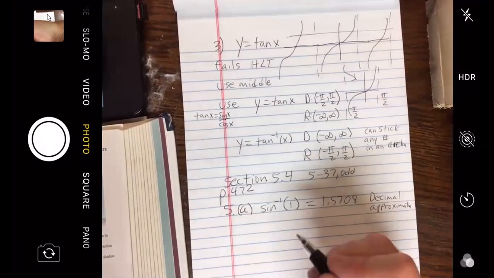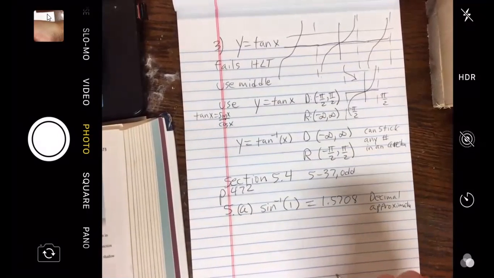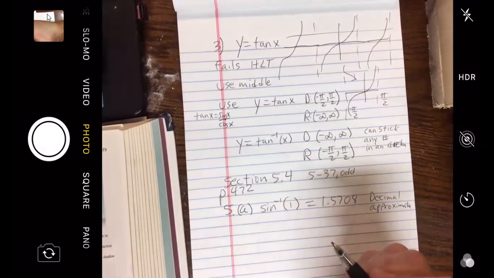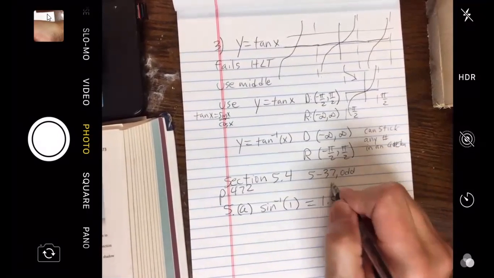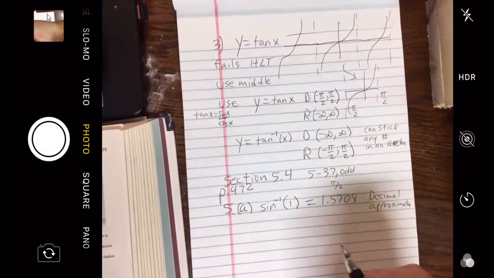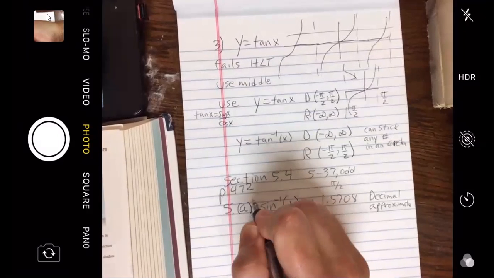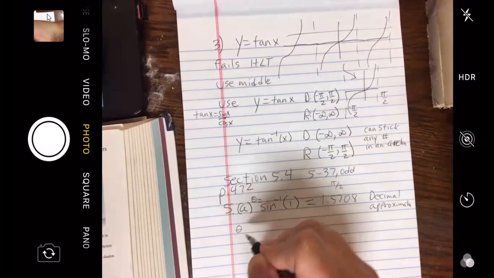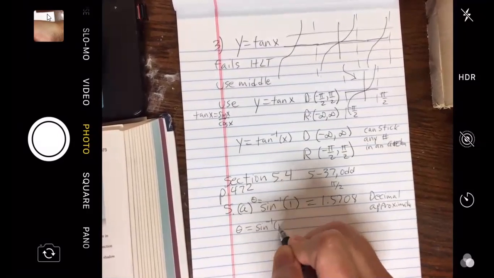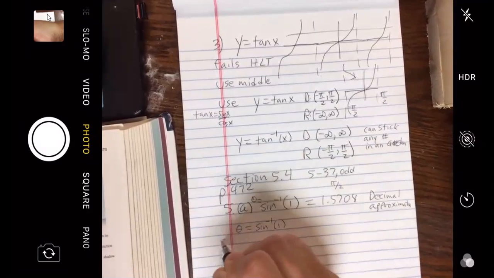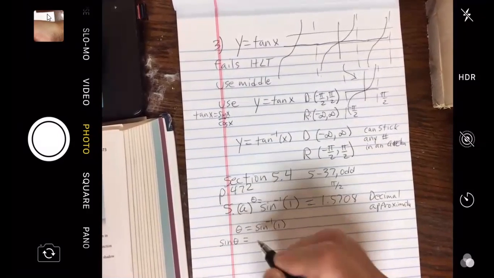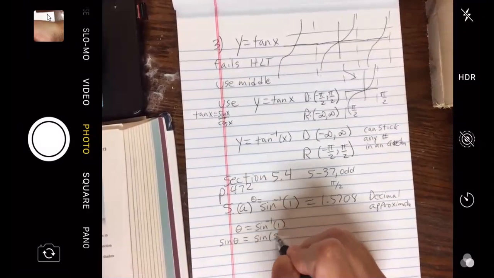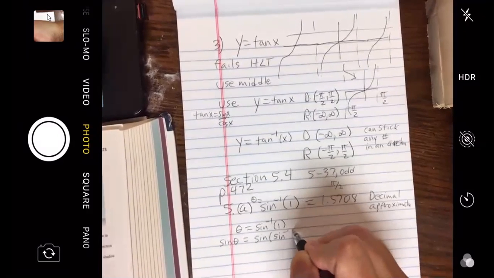Okay. I'll try my best to explain how to get the exact answer, because it turns out this is pi divided by 2. Where that comes from is, you can call this an angle. If an angle is equal to arc sine of 1, the sine of this angle, take the sine on both sides, is sine of arc sine of 1.